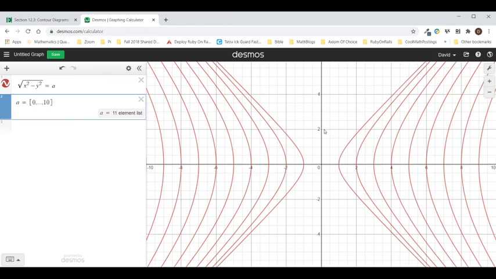So between getting Desmos to draw the nice picture and drawing enough by hand so that we can figure out what the z levels are, we can do a lot of good calculus with this. The end.